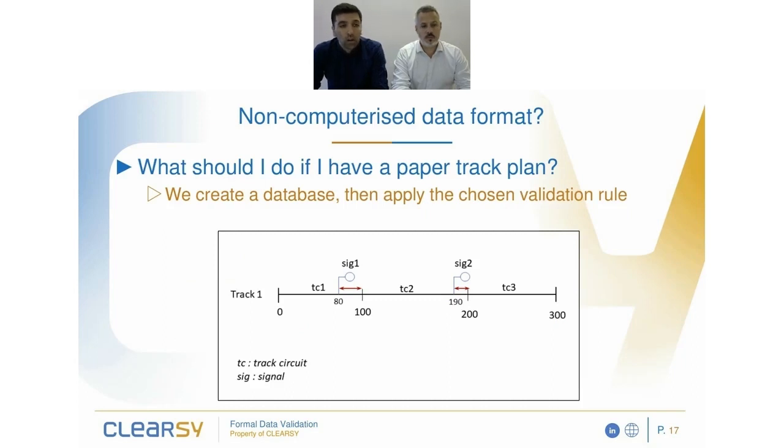So if we have this only on paper, what do we do? First, we need to create a database and then run the tool on it. But to create this database, we need to extract all important information from this image. And after that, check these red arrows.